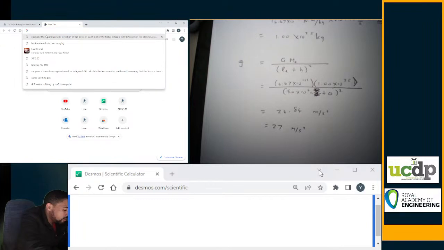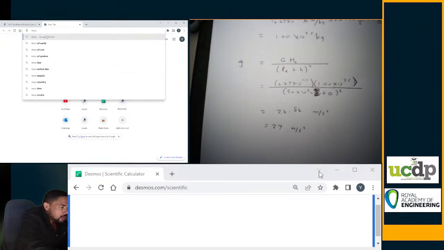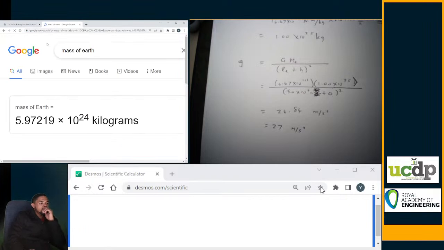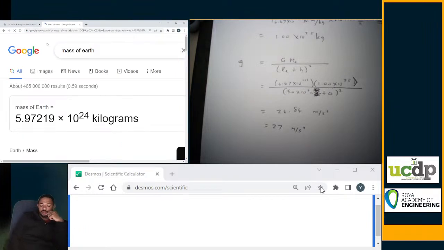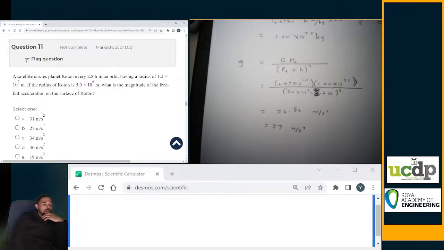Let's check the mass of the Earth. The mass of the Earth is 5.9 times 10 to the 24, and planet Roton is times 10 to the 25. So planet Roton is indeed much more massive than the Earth.